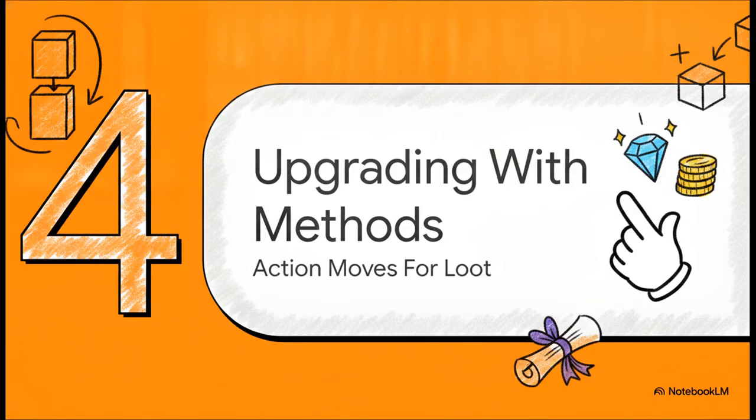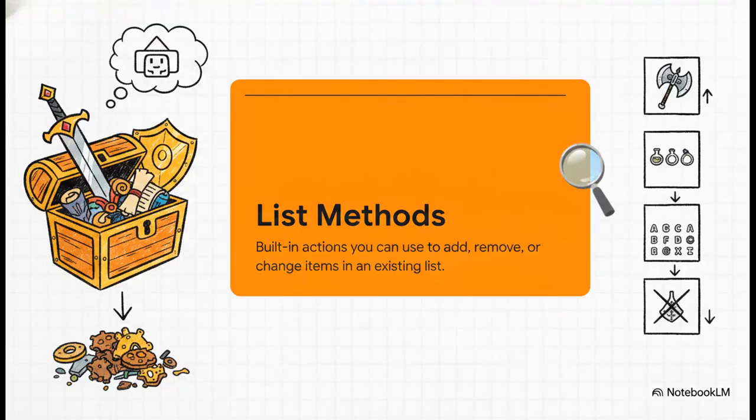All right, Section 4. Upgrading with list methods, the action moves for your backpack. Because just looking at our items isn't really enough to make a dynamic program, is it? Think about our video game. You need to be able to drop old loot, pick up new gear, maybe sort your items alphabetically. That's exactly why we have list methods. These are built-in actions you can use to add, remove, or change items in a list that already exists. List methods are basically action moves for your data, giving you the power to manipulate your inventory on the fly while the program is actually running.